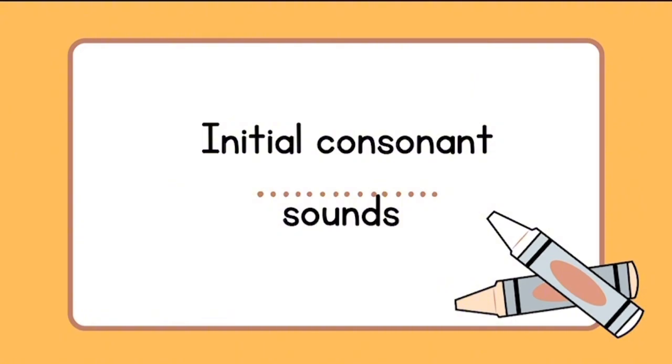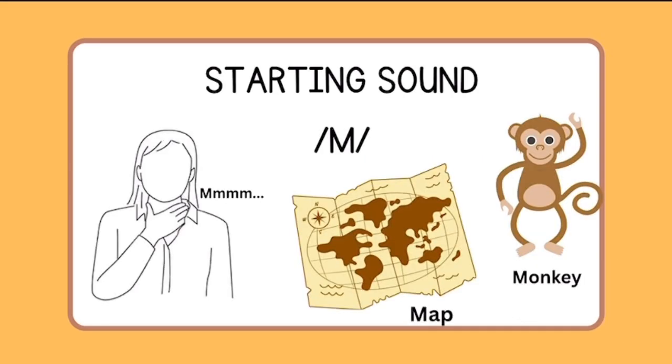Okay. For my initial consonant sounds lesson, I'm going to practice the initial consonant sounds M and S. I start by showing two letter cards, M and S, and I'm going to present examples like monkey and map. I'm also going to show the students how to produce the sound M for the letter M, placing my hand on my neck and recreating this sound.